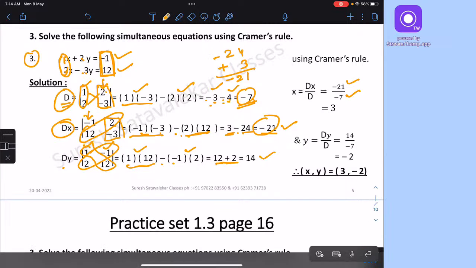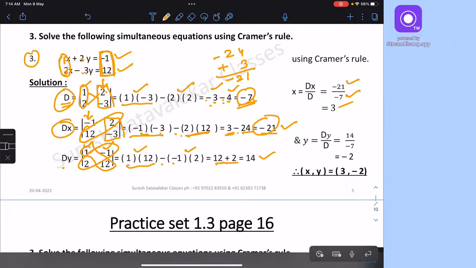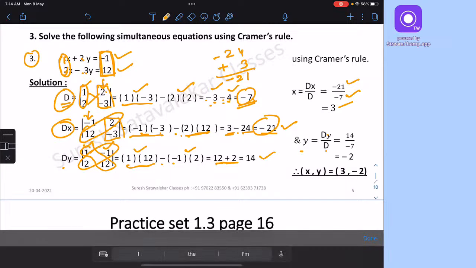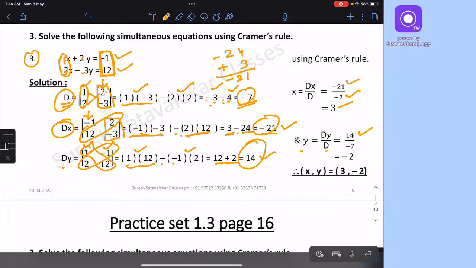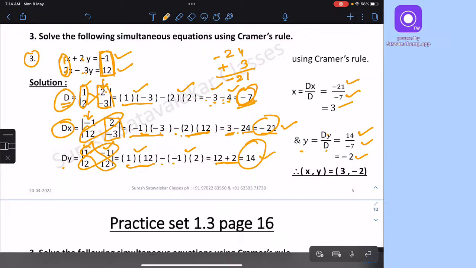Minus upon minus is plus and 7 3s are 21. So plus 3 is the answer. To get the value of y, we do dy upon d. Now dy is 14 upon d is minus 7. Here in division, plus upon minus is minus and 14 upon 7 is 2. So value of x we got as 3. So that is written as x is equal to 3 and y is equal to minus 2.